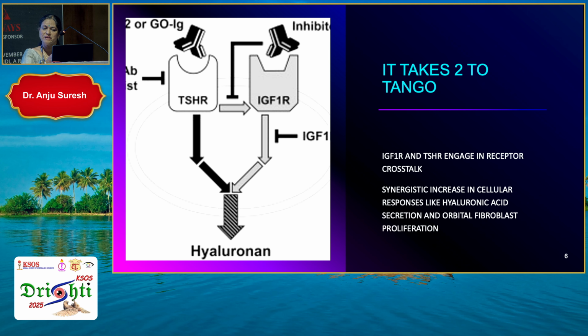So when stimulated, they act together. Their downstream pathways are actually different. IGF-1R is a protein kinase receptor, and TSH works through a G protein coupled receptor. Together, they act synergistically to increase the production of hyaluronic acid and orbital fibroblast proliferation.